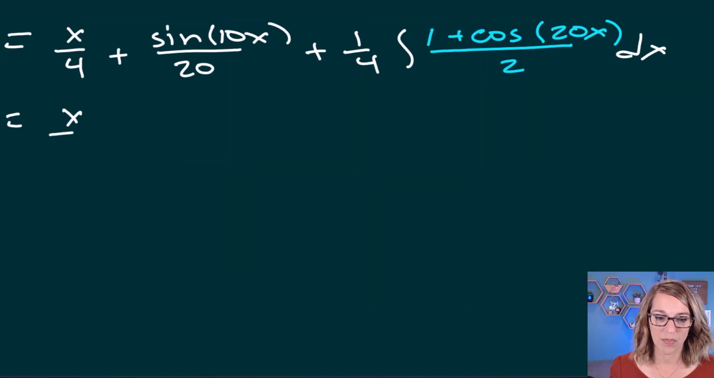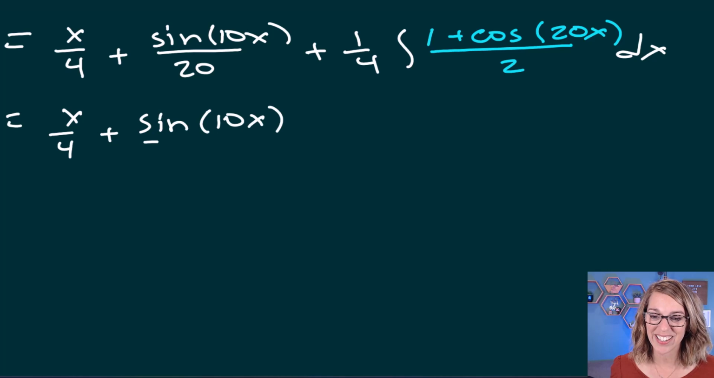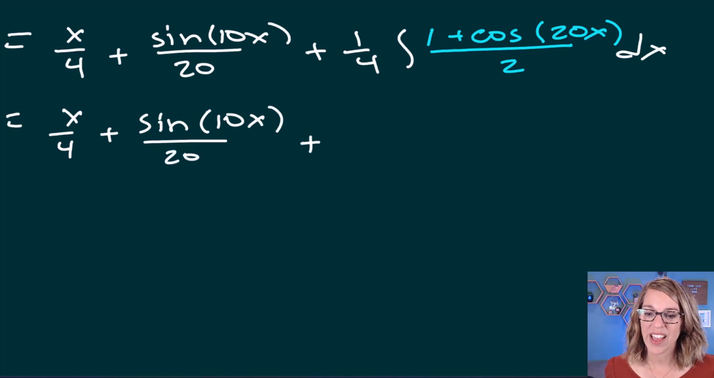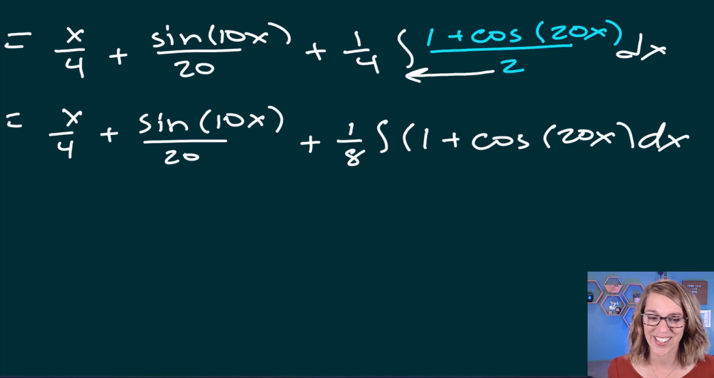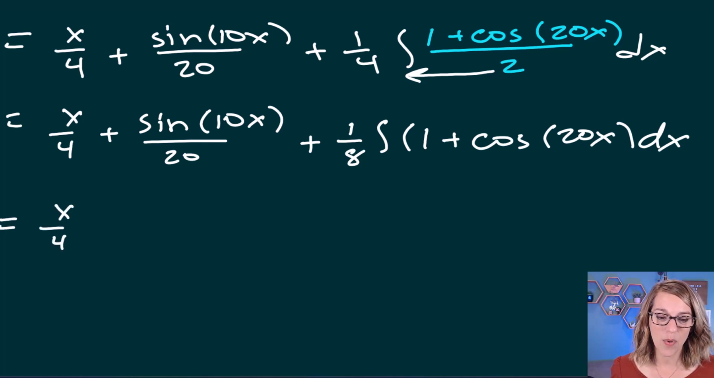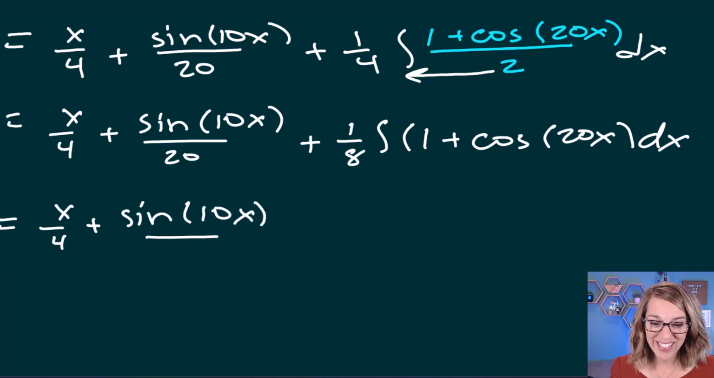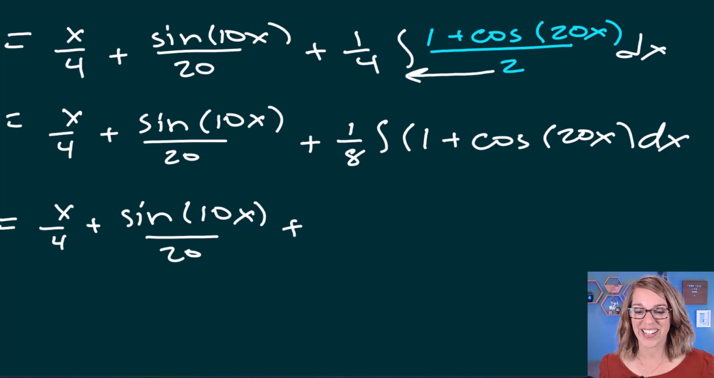So I've got my x over 4. I've got my sine of 10x over 20. So plus, let's take that divided by 2 out in front also. So I'm going to take that 1/4 and multiply it times 1/2, so that becomes a 1/8 out in front. On the inside, I've got a 1 to integrate, and I've got a cosine of 20x to integrate, dx. So this is x divided by 4, plus I still have my sine of 10x divided by 20, plus, let's go ahead and integrate this.